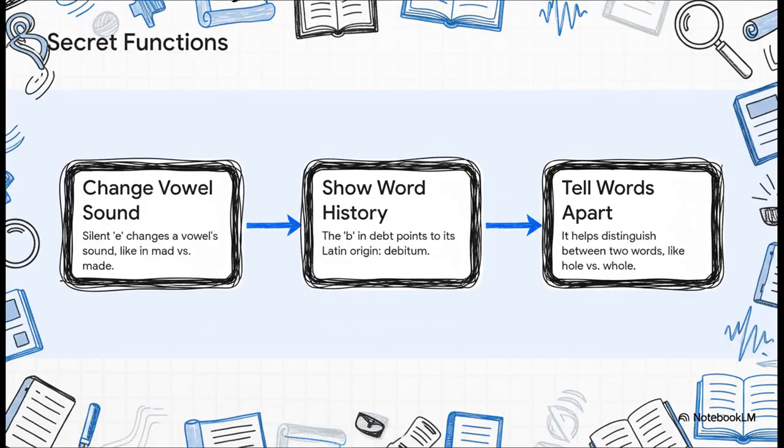So these letters really have three main jobs. First, they can totally change a vowel sound. Think about how that silent E turns mad into made. It's magic. Second, they're like little fossils that show a word's history. That silent B in debt, it points all the way back to its Latin root, debitum. And third, they help us tell words apart. So we don't mix up a hole in the ground with the whole pizza. It's all about adding clarity.